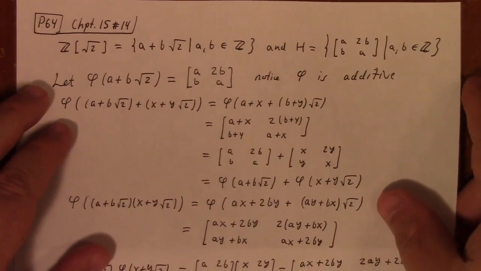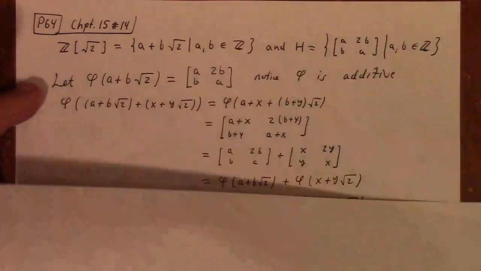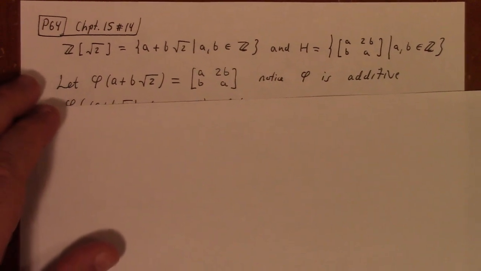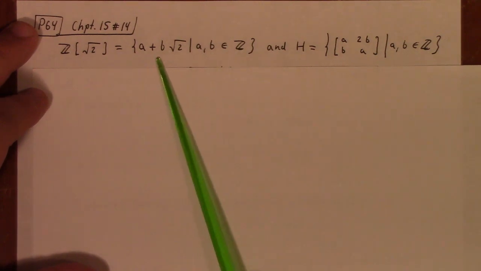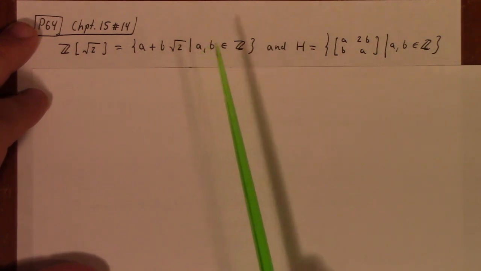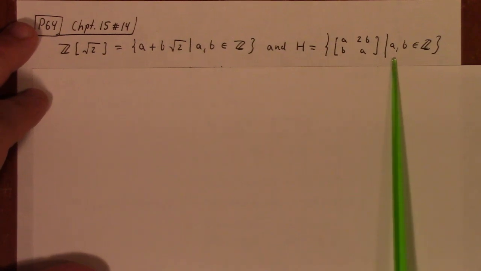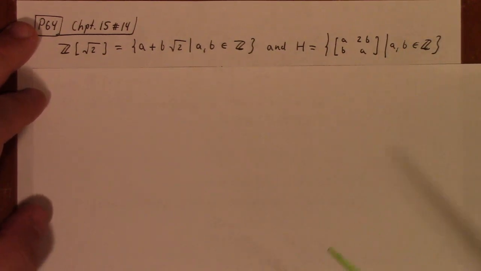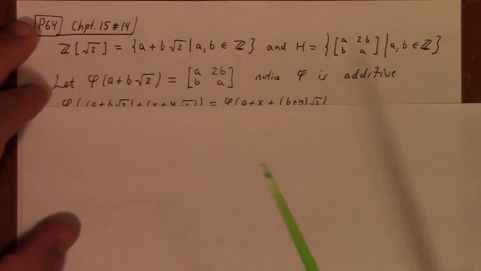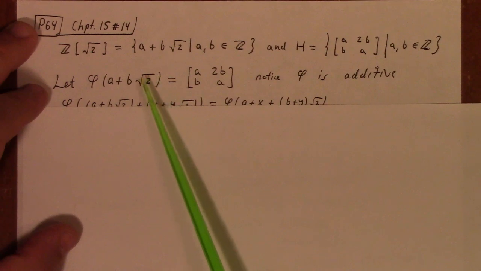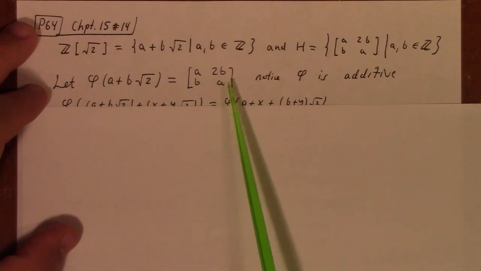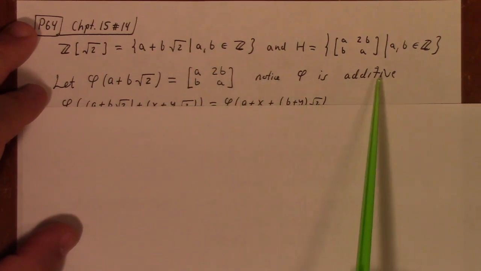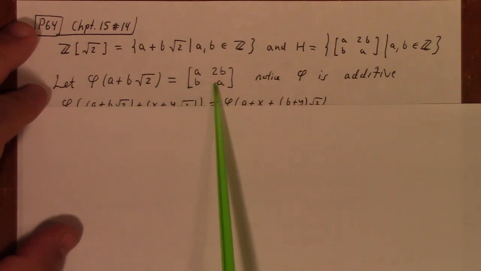All right, problem 64 here is this one. Here we were asked to show that these two rings were isomorphic. On the one hand, you've got this particular subset of real numbers of the form a plus b root 2 with integer coefficients. On the other hand, you've got this set of 2 by 2 matrices of this form right here. I don't think this was supplied, I just made it up. I mean, what else are you going to do? So, creative leap: phi of a plus b root 2 is equal to the matrix a, 2b, b, a. You can prove that it's additive, in other words, that phi of a sum of two things is the sum of the phis.